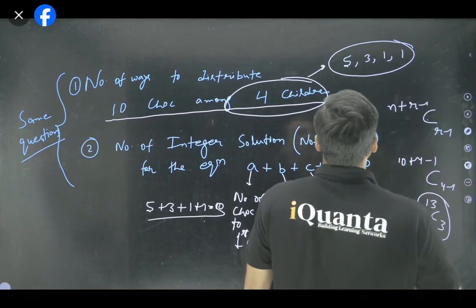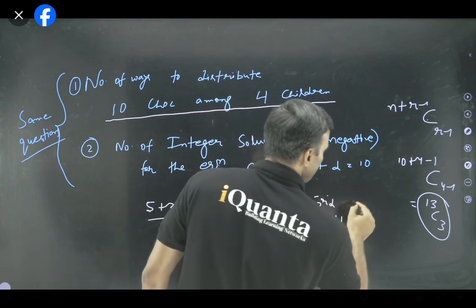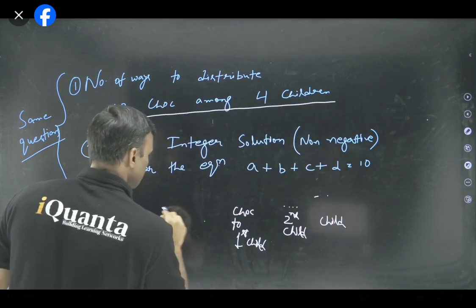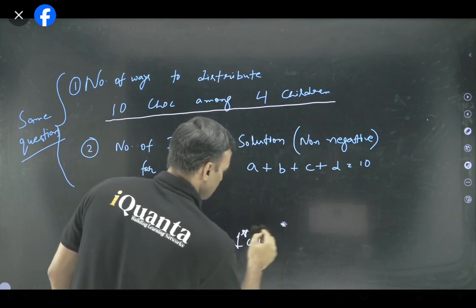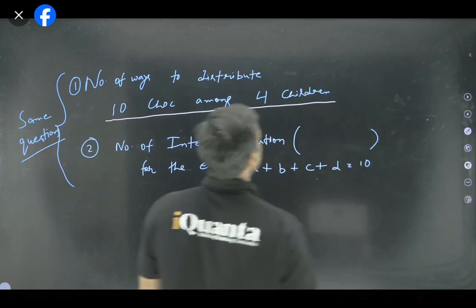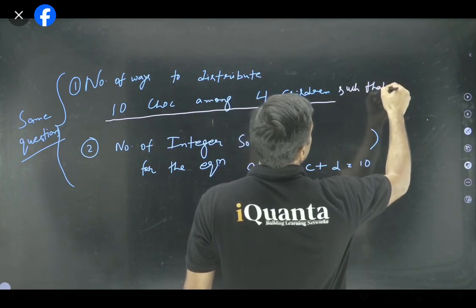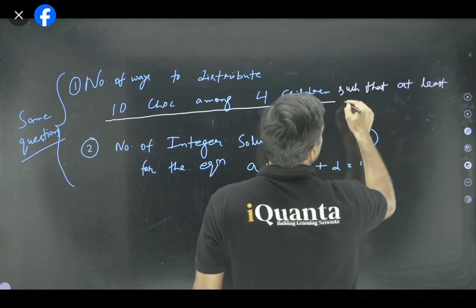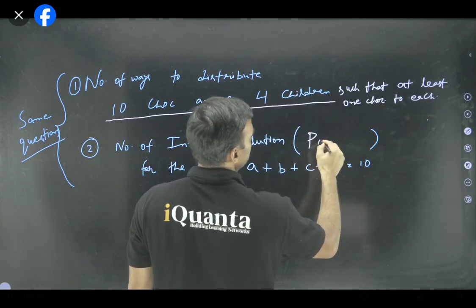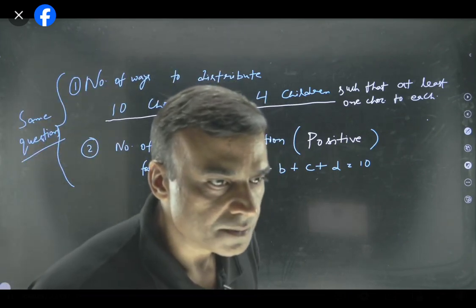Now the next one that you can do is, I'm just changing a little bit in the question, please pay attention. I put it like this: number of ways to distribute 10 chocolates among 4 children such that at least 1 chocolate goes to each child. 1 chocolate to each. And here it is positive. What difference will it make? Positive and at least 1 chocolate to each child.